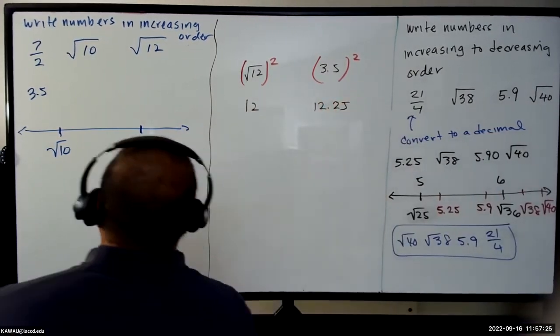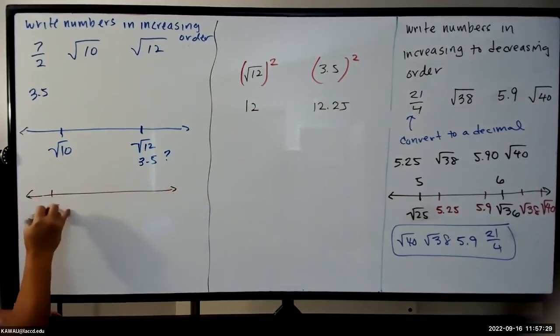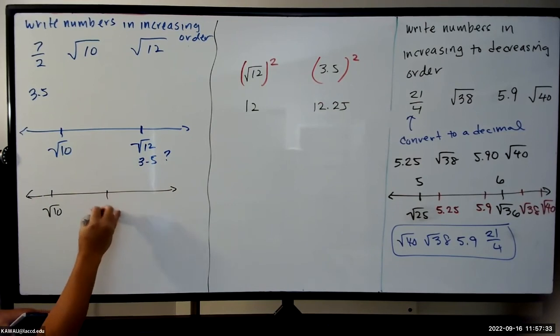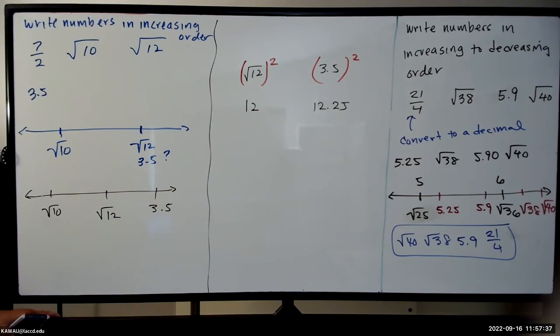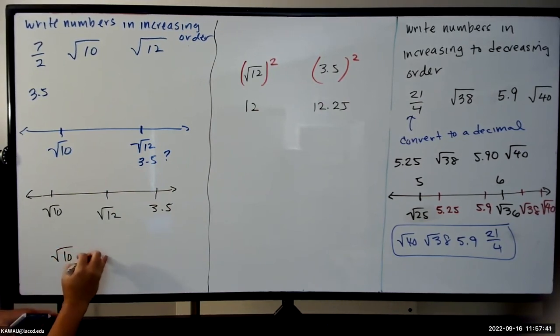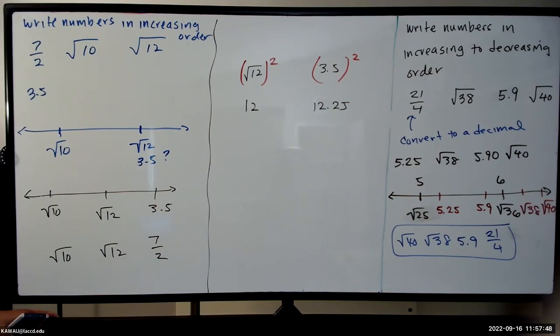So now we know when we look at this that we have square root of 10, square root of 12, and then 3.5, which is 7 divided by 2, like that.